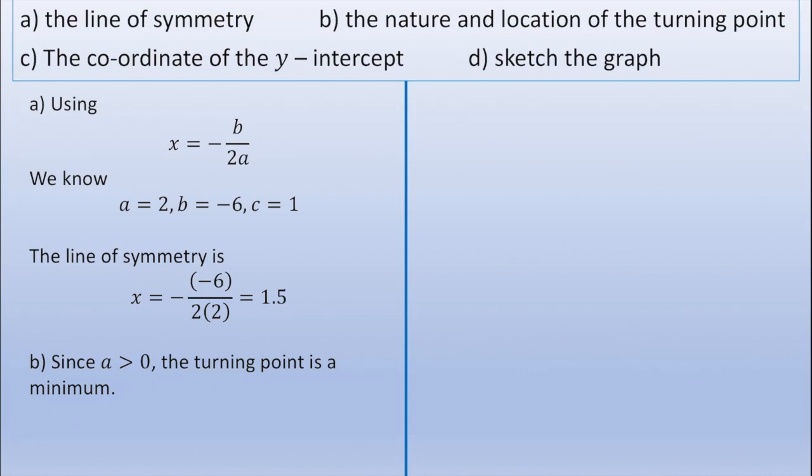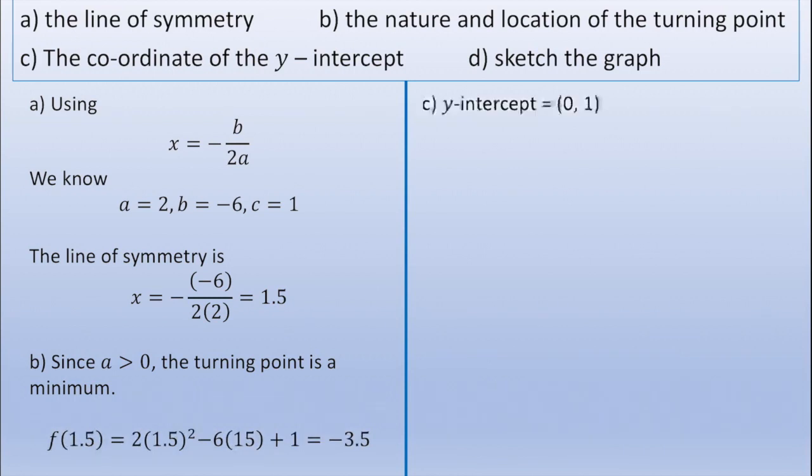Now we also know that since a is greater than 0, the turning point is a minimum. So f of 1.5 equals minus 3.5. And the coordinate of the turning point is therefore (1.5, minus 3.5), where 1.5 is the x coordinate and minus 3.5 is the y coordinate. Looking at the equation there, you know that the y-intercept is (0, 1). Then let's sketch the graph.